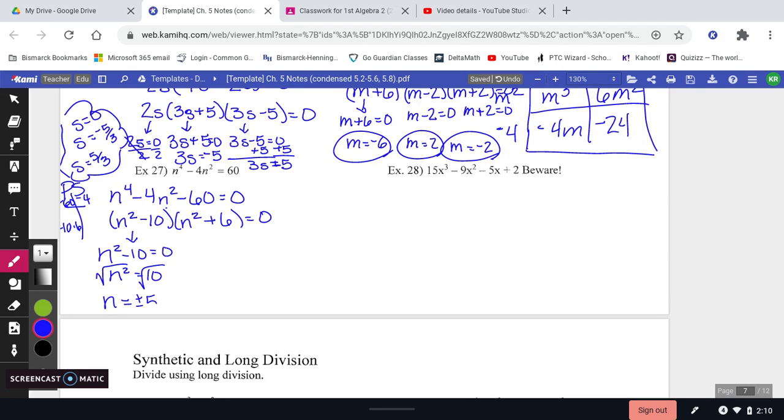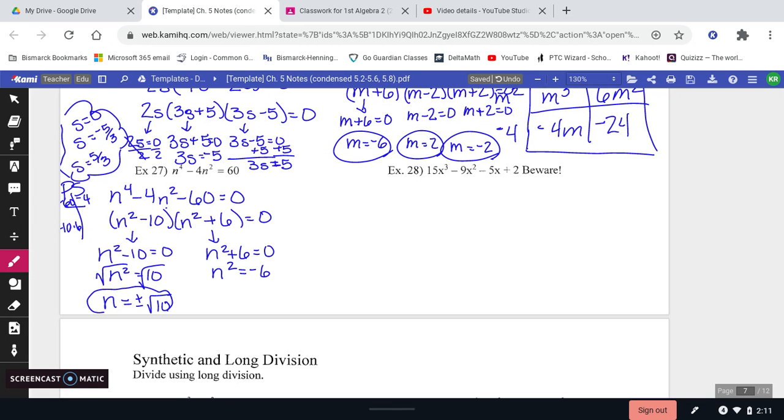So n is plus and minus 5. Oh, not 5. Sorry, that's my fault. It's not 5. Square root of 10, I can't simplify square root of 10. So this is just going to be plus and minus square root of 10. Look at this one. n squared plus 6 equals 0. Move my 6 over. n squared equals negative 6.